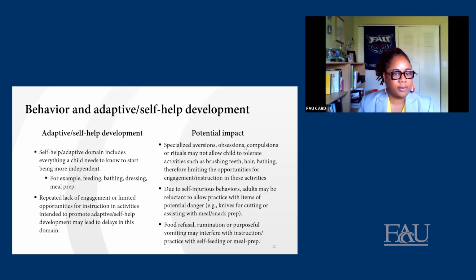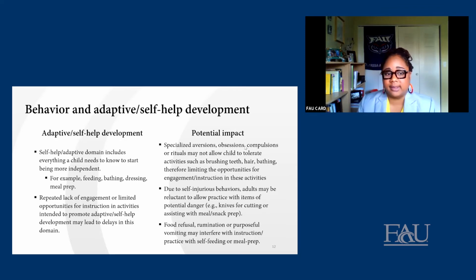So the self-help adaptive domain includes everything a child needs to know to start becoming more independent. For example, feeding, bathing, dressing. For all of these domains as I discuss them, I want you to think about them in the context of repeated lack of engagement or limited opportunities for instruction in these activities, and what might be the outcome in the long run. So if over time the child's challenging behavior does not allow them to participate or to access opportunities for instruction in these domains, what might be the long-term impact of that for children?